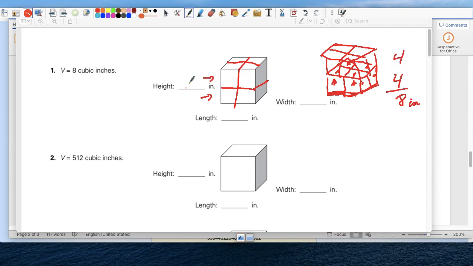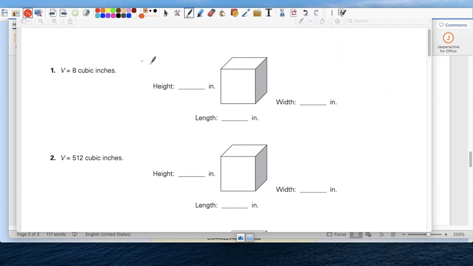But in a cube, or a perfect cube in this case, a perfect cube whose volume is 8, what are the side measurements? Well, the sides would be 2, 2, and 2. So that's our answer.